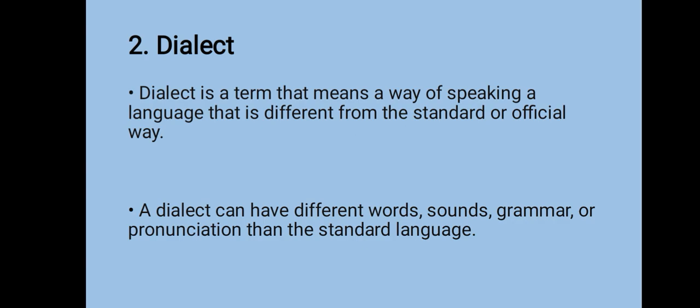For example, people from Karachi might speak Urdu differently from the people from Lahore or Islamabad. They might use different words, sounds, grammar, or pronunciation than the standard Urdu. This is an example of a dialect.